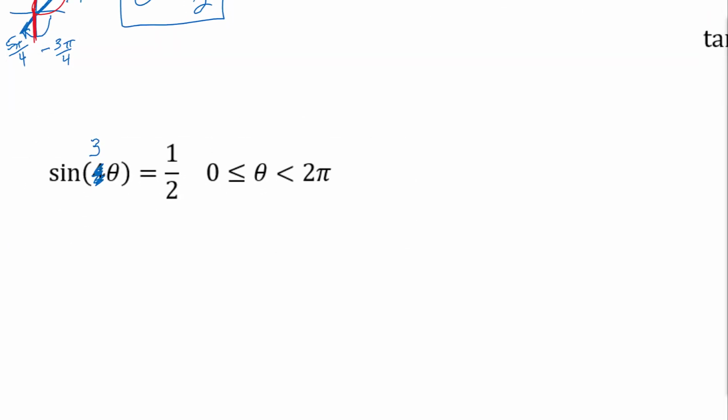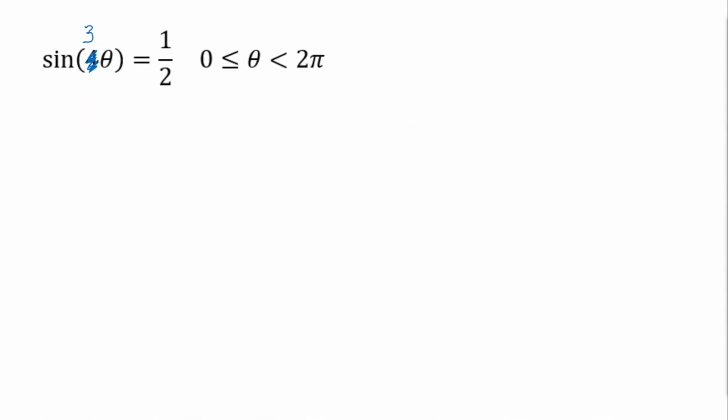Another problem, and I noticed after I had typed this one in that I had 4 theta on 2 different problems and didn't want that, so I changed this one to 3 theta. Sine of 3 theta equals 1/2. Again, we need to figure out what angles we're looking at. If we change the inequality to be in terms of 3 theta, we get 0 is less than or equal to 3 theta is less than 6 pi. So when we're looking for sine of something equal to 1/2, we're going to need to look at the first 3 cycles, 3 circles around.